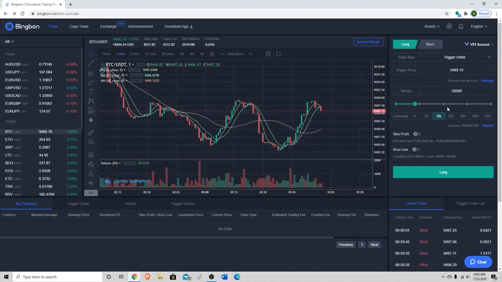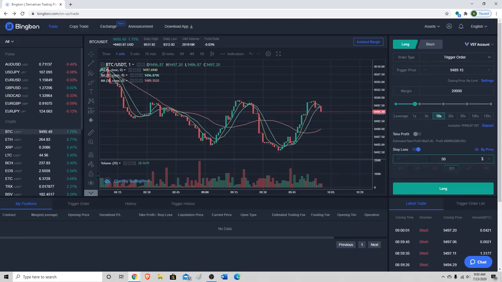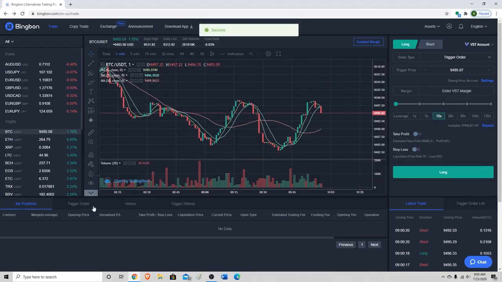So I'll do 20,000 position, 10x leverage, and then I'll put my stop loss at by price, let's say 94.70, and then I'll do my take profit with a percentage, 10%, and then I long. Okay, so now that order is there. It's sitting here, so I don't have a position open yet because price hasn't reached that.